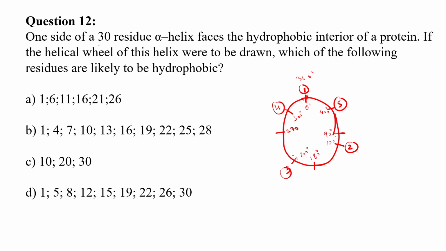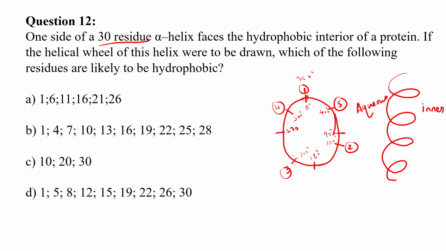So, here in the question we have 30 residues. Now, for 30 residues we will have 30 residues placed like this. And once we have all the residues on a helical wheel, we can actually see the residues that are closer to each other. They will be part of one side of the helix. So, if I have an alpha helix like this, and let's say this part is aqueous and this part is towards the inner side of the protein.